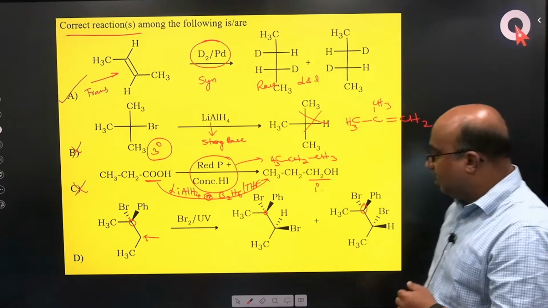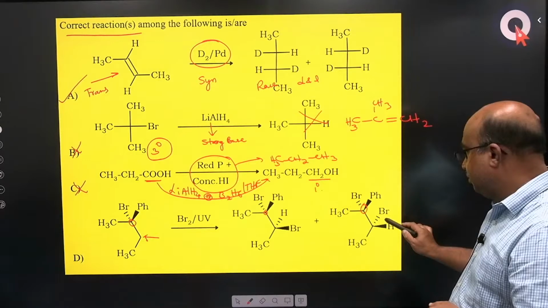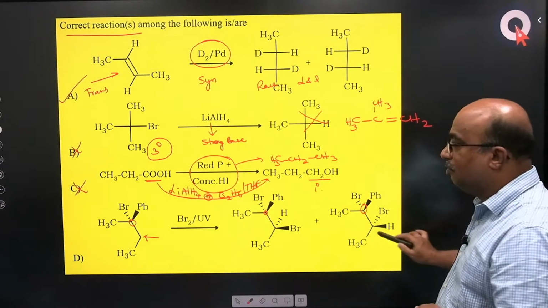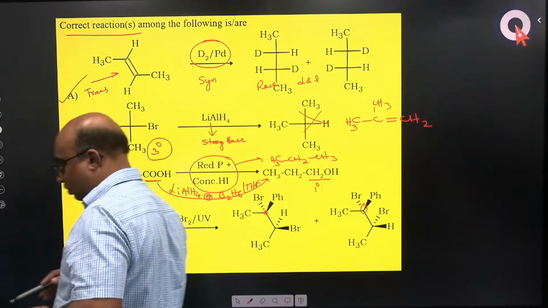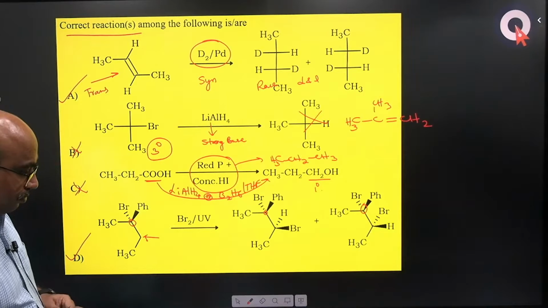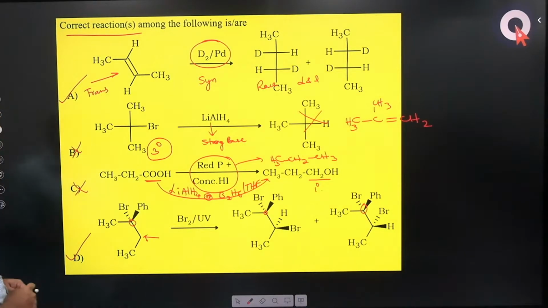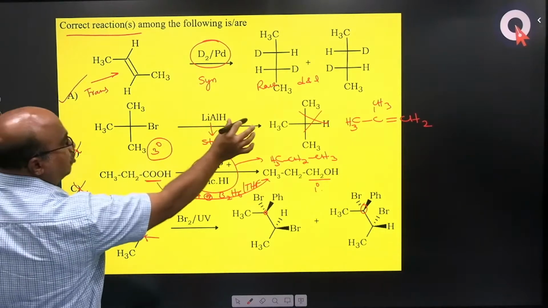But only that Br which comes here may come above the plane or below the plane. So these two possibilities that you will see. That means this is also true. I think this one is also clear. Okay. So lithium aluminum hydride with tertiary alkyl halides cannot give substitution.